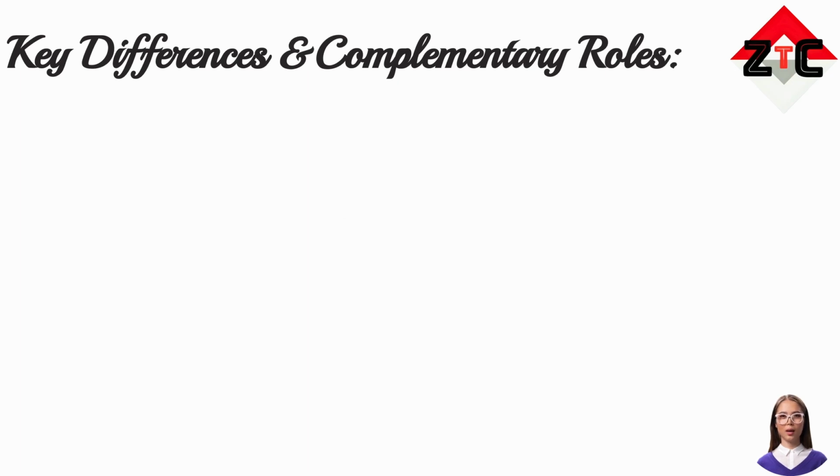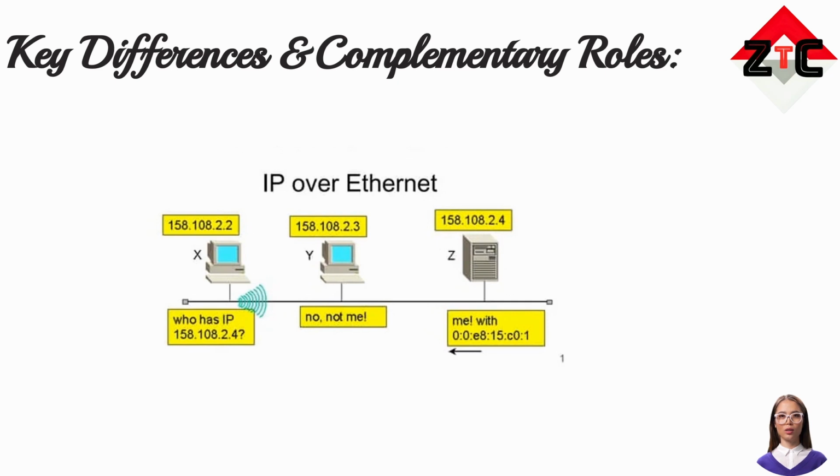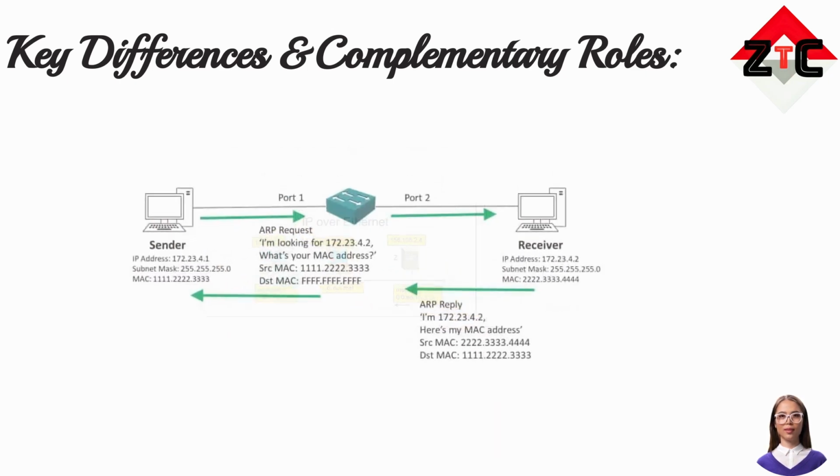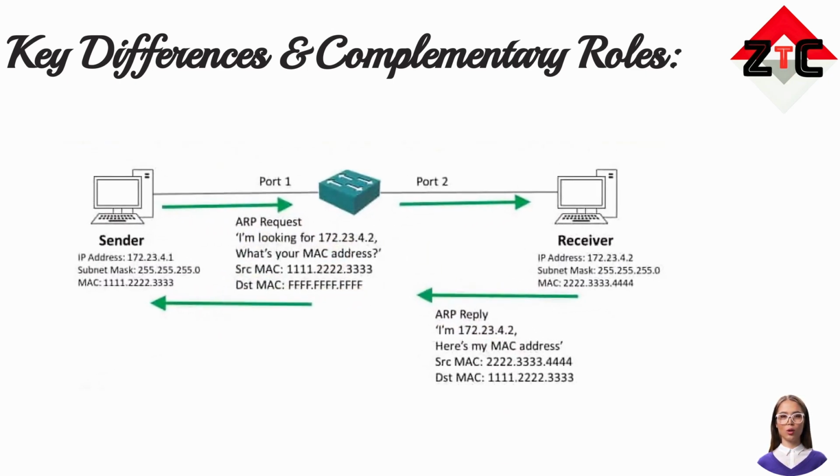Key differences and complementary roles. IP addresses are used for higher-level logical identification of devices across different networks, enabling global communication over the Internet. MAC addresses are used for lower-level physical identification within a local network, facilitating direct communication within the data link layer. IP addresses are used by routers to forward data packets between different networks, whereas MAC addresses are used by switches to forward data frames within the same local network.